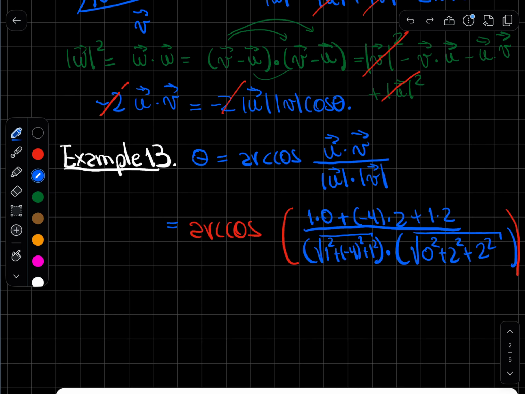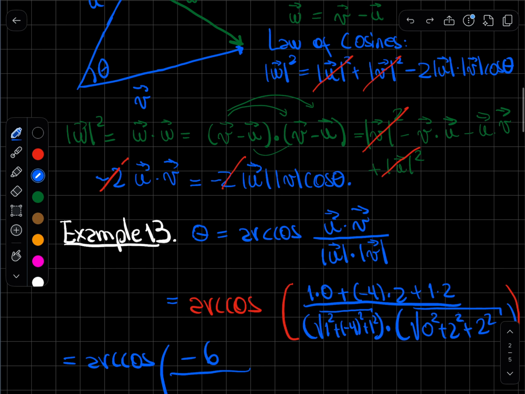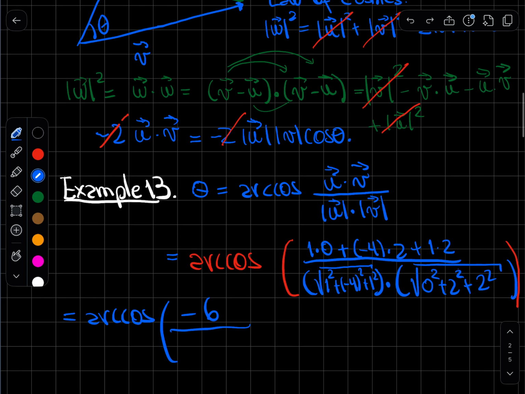So this will be, again, the arc cosine of this whole fraction. Let's calculate the top first. 0, negative 8, and 2. So this will be negative 6 at the top. And then the bottom, this is the square root of, I thought it was 9, but I'm mistaken. This is 16 plus 1 plus 1, so it's 18, times the square root of 4 plus 4, so the square root of 8.